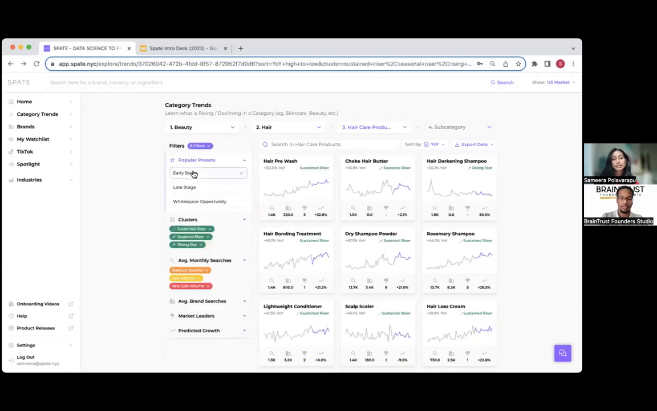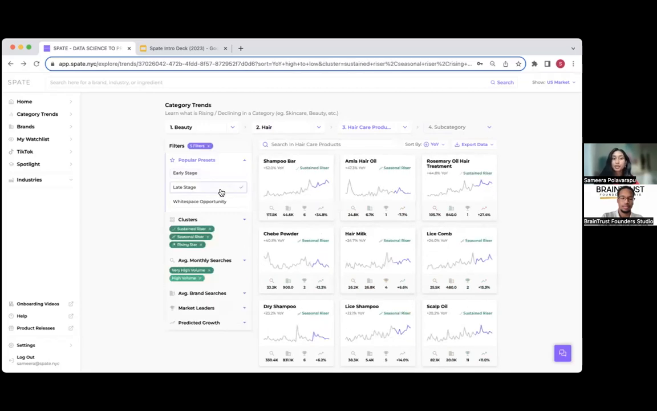Finally, we have these presets that can help you sort all of these trends in one place. An early stage trend is basically any trend that has low to medium volume of searches. So it's known by consumers, but it's not very well known. But there's a lot of predicted growth to come with most of these trends, or it's going viral, whatever it may be. It's either a rising star or it's predicted to grow significantly in the coming year.